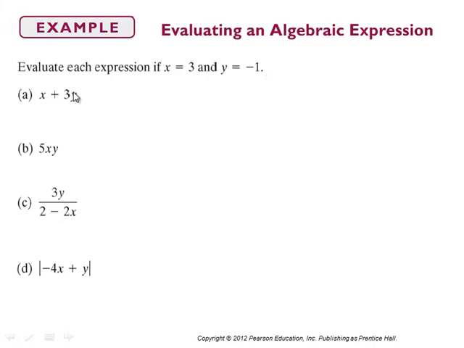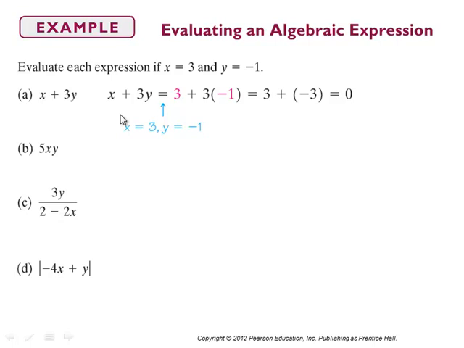Then the value of x plus 3y will be, well, we'll plug in 3 for x, and we'll plug in -1 for y. Then we'll have 3 plus 3 times -1. And we know from the previous discussion that you will multiply 3 times -1 first to get -3, and now you'll have 3 plus -3 is 0. So the value of x plus 3y is equal to 0 when x is 3 and y equals -1. So this is what we mean by evaluating the expression for these specific values of the variables.